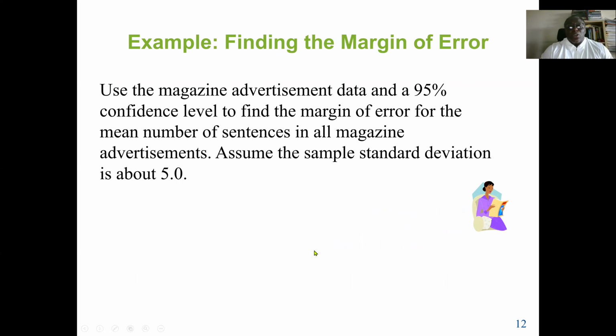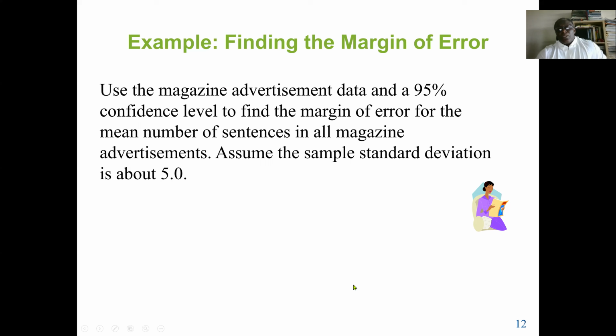So let's see an example here. They say find the margin of error. Use the magazine advertisement data. This was a previous example we had with the 50 magazine advertisement data set. This time we have a 95% confidence level to find the margin of error for the mean number of sentences in all magazine advertisements, assuming the sample standard deviation is given to us.